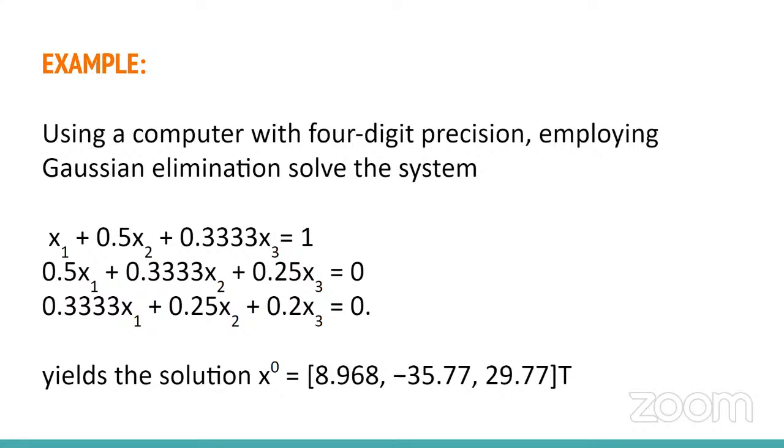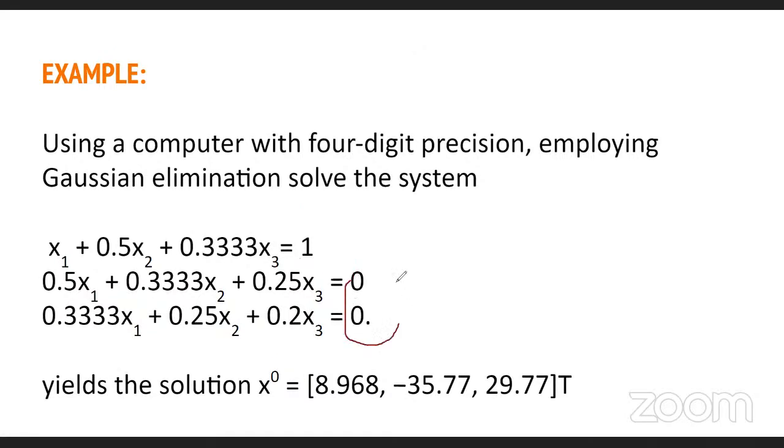Looking at this question, you can see the first equation is equal to 1. The second equation is equal to 0. The third equation is equal to 0. So all this is 1, 0, 0. These are your B values.